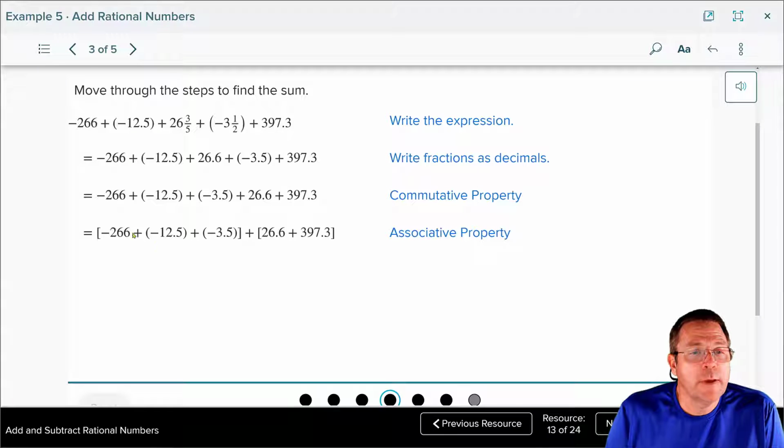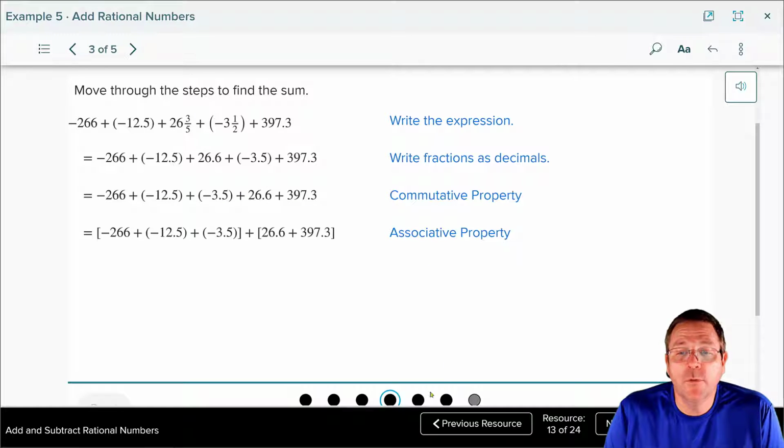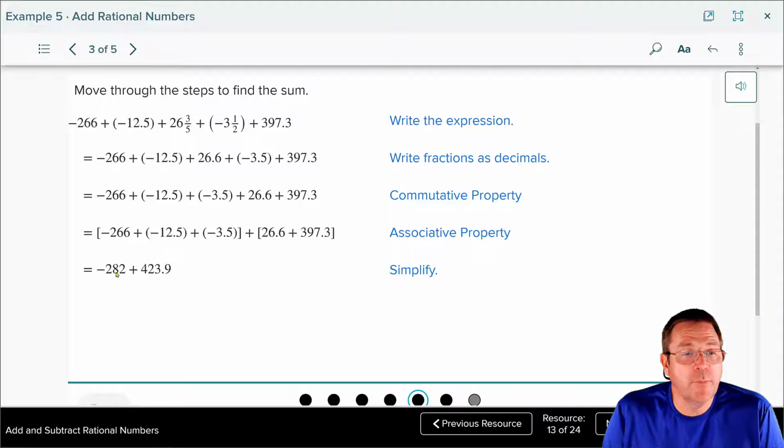Now, what they did is they took these three negative numbers, grouped them together, and the two positive numbers and grouped them together. This is the associative property. When they rearranged them, that was the commutative property. From there, the negative numbers, they added all up and put a negative sign in front. 266 plus 12.5 plus 3.5 was 282, and they're all negative, so it became a negative.